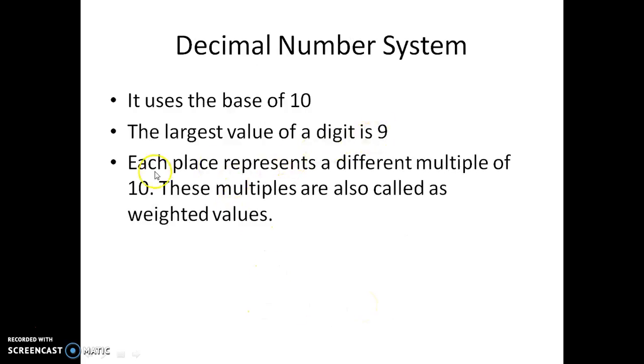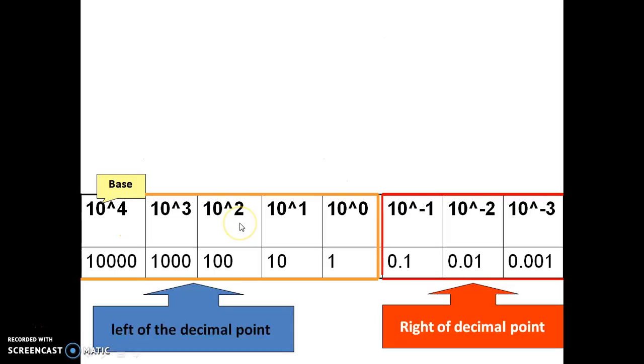Decimal number system. It uses the base of 10. The largest value of a digit is 9. Each place represents a different multiple of 10. These multiples are also called weighted values. Now, if you see in this diagram, these are the portions to the right of the decimal point and these are the portion on the left side of the decimal point.